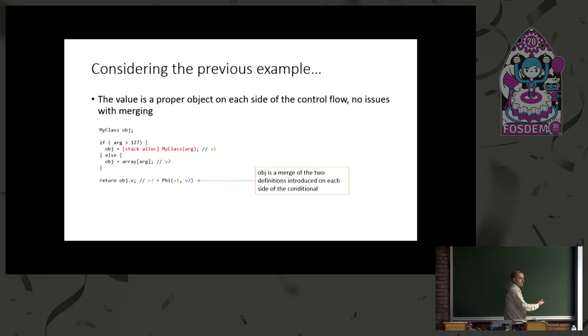Will it work on the previous example? Yeah, because on both sides, now we actually have a plain old Java object. So the object.x field load, the getfield that happens there, has no problem existing. From one side, it will read from the stack. On the other side, it will read from the object it got from the static array.